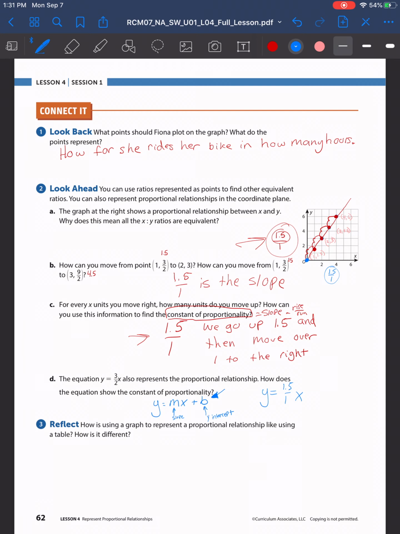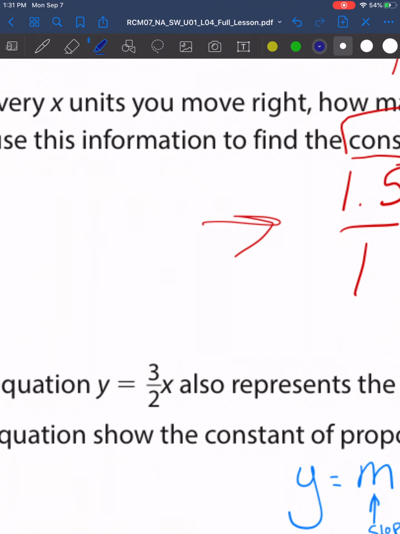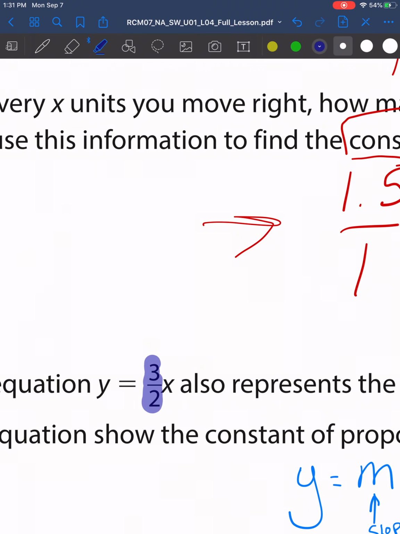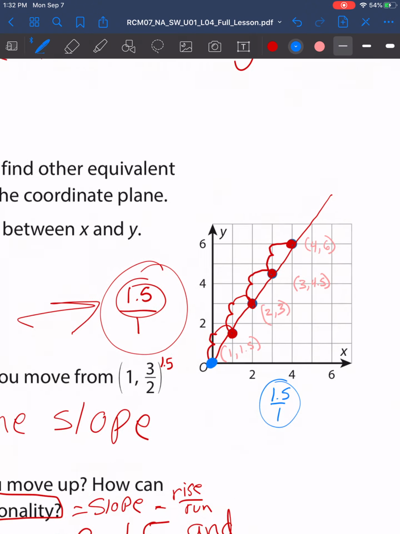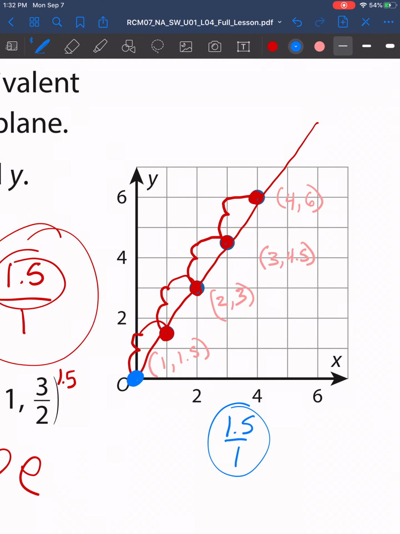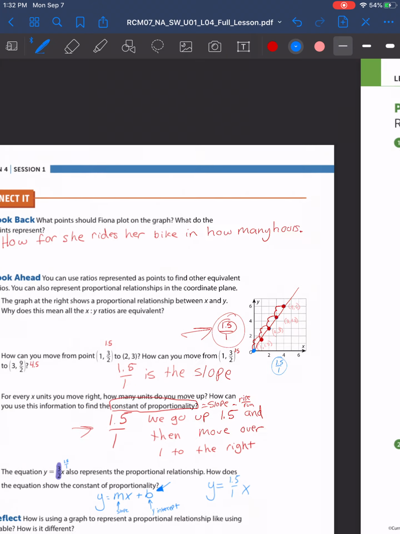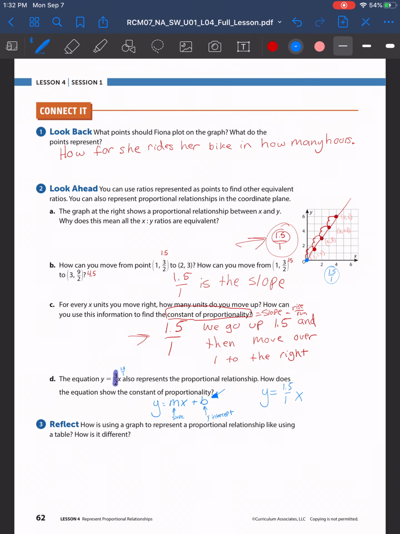This right here, let me highlight it. That is slope. If it's butted up next to the x and it equals y, that's the slope. It's just that we wrote the slope like this because it made more sense in our graph. Isn't 3/2 the same as 1.5? Yes. I like saying 1.5 because it's so much easier to say go up 1.5 over 1, instead of saying go up 3.5 over 1.